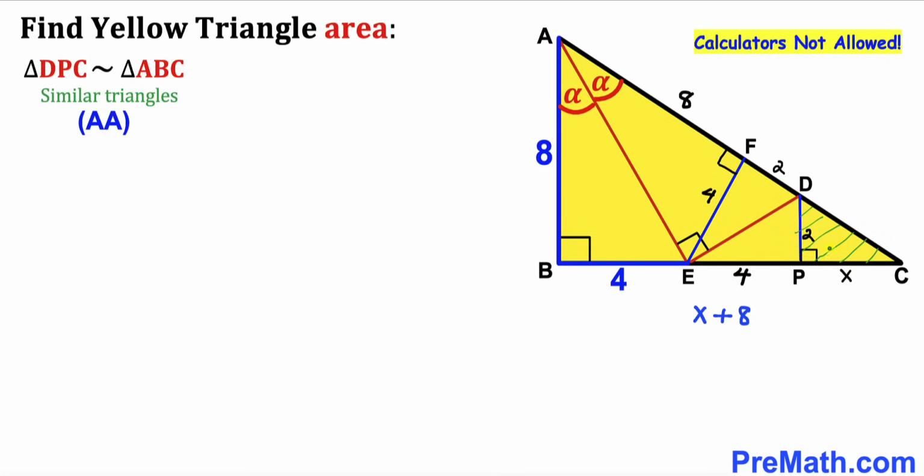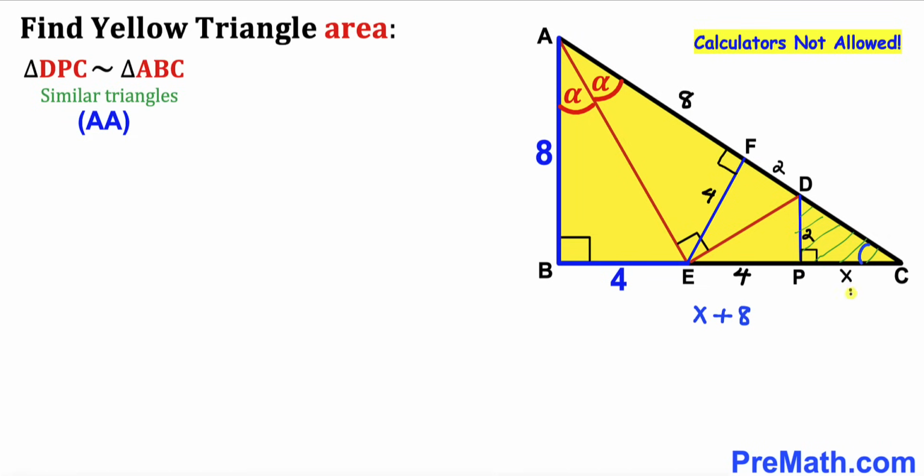And now we can see that this right triangle DPC is similar to this big right triangle ABC according to the angle similarity theorem. Since this is our 90-degree angle, and likewise this is our 90-degree angle as well. And moreover, this angle is in common for both of these triangles. So therefore, we are going to have a proportion.